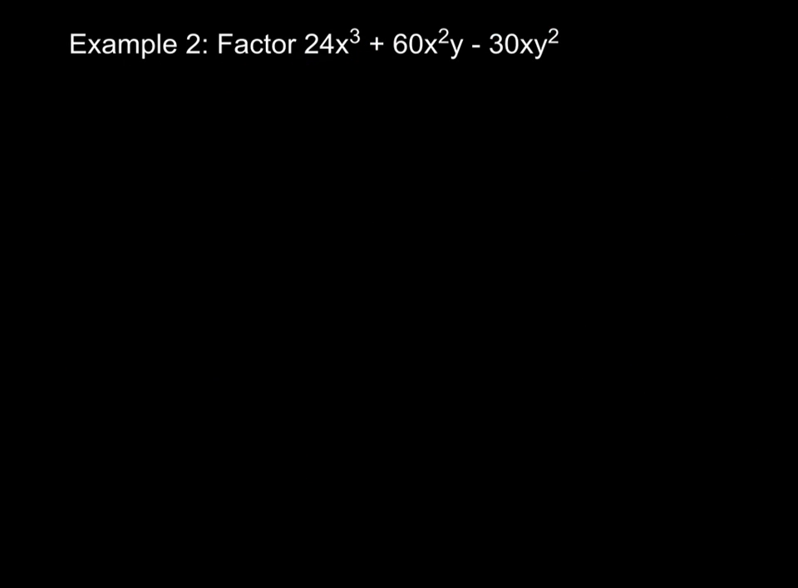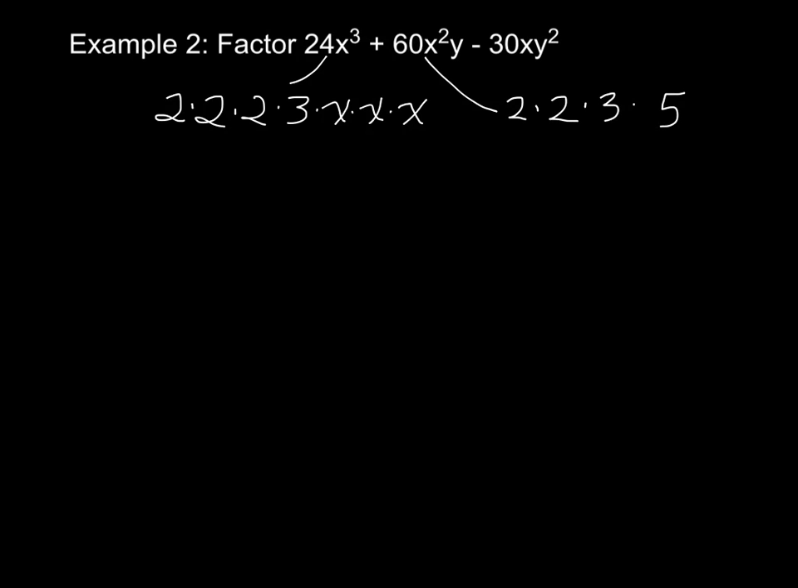We'll work through one more example without the use of algebra tiles. So we need to find the GCF. Let's write these out in their prime factored forms. 24 is the same as 2 times 2 times 2 times 3, and then we have 3 x's. 60 is the same as 2 times 2 times 3 times 5, and then we have 2 x's and a y.